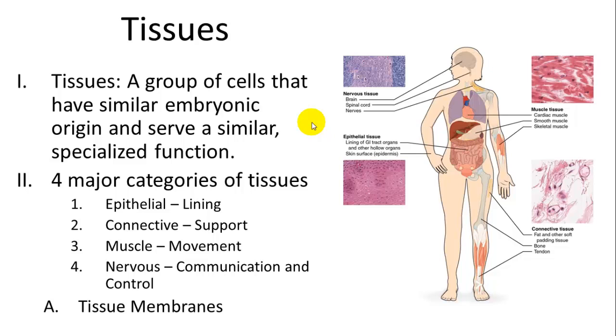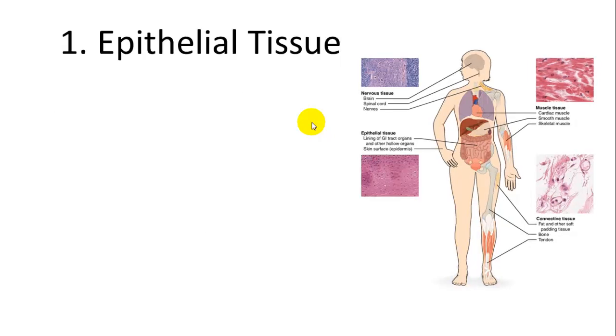The membranes then are not a specific type of tissue, but an organ made up of multiple tissues. So we'll also discuss tissue membranes after we go through these 4 different major categories. But we're going to start with epithelial tissue.